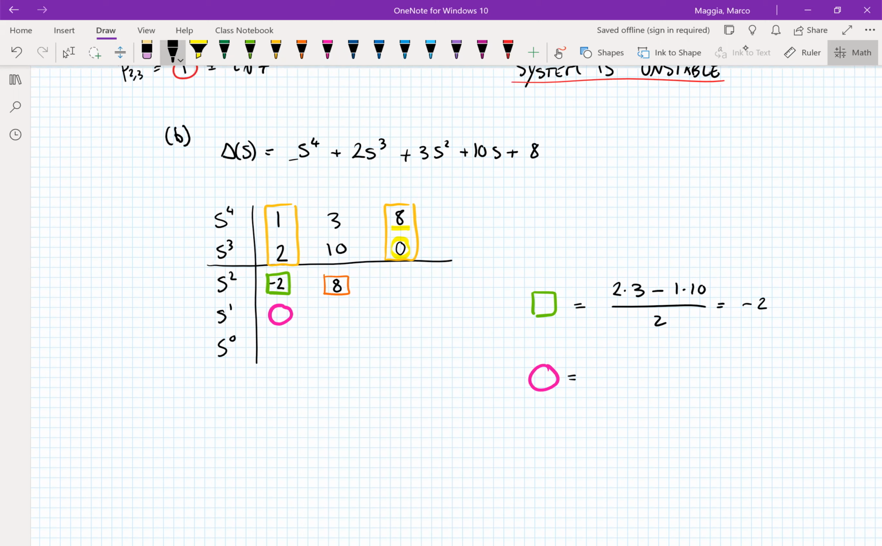Okay, so now the coefficients that we need are going to be these 4. And so we have that this is always using the figure 8 trick, minus 2 times 10 minus 2 times 8, everything divided by minus 2. So here we have minus 20 minus 16 divided by minus 2. So we have minus 36 divided by minus 2. We have plus 18.